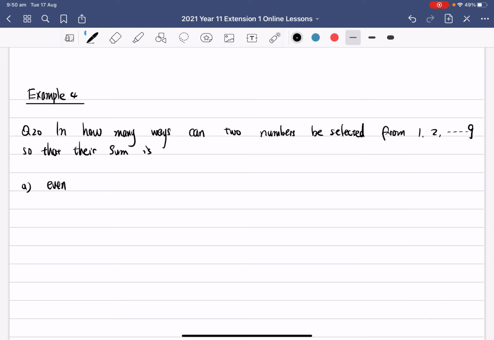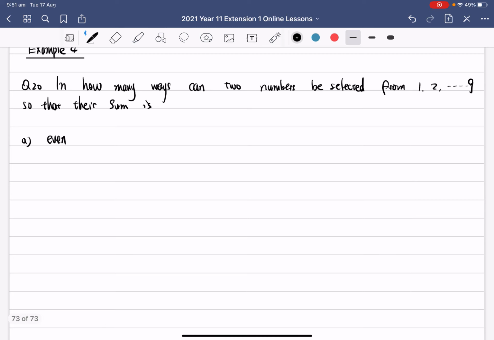Have a read of the question one more time and think about how you would do this question. The question says, in how many ways can two numbers be selected? So we're only selecting two numbers, and then their sum must be odd. Oh, sorry, must be even, not odd. Now you need to think about how that is possible. How do we select two numbers when the sum is even? Let's list all the numbers out. 1, 2, 3, 4, 5, 6, 7, 8, 9.